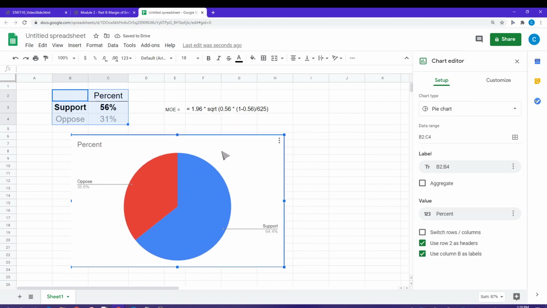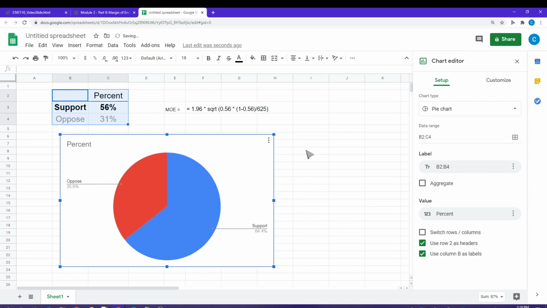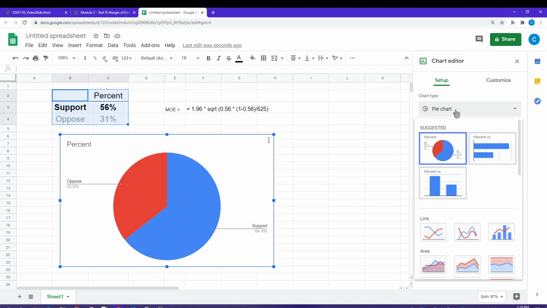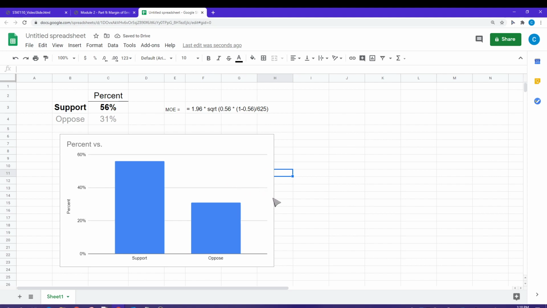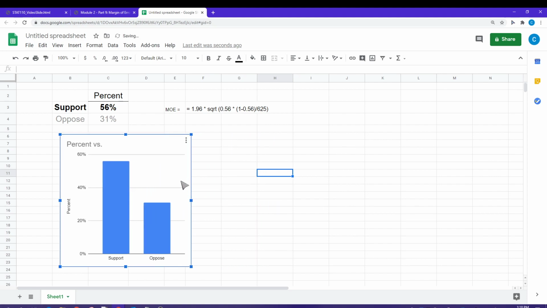I'm initially going to get a pie chart. If I want to turn that into a bar graph, I can come over here under Chart Type and just change that to a bar. Now I can edit this graph as I would want. I can make that skinnier if I want.